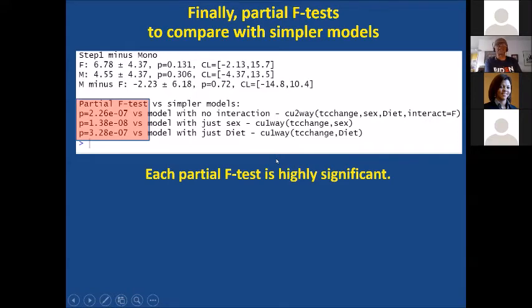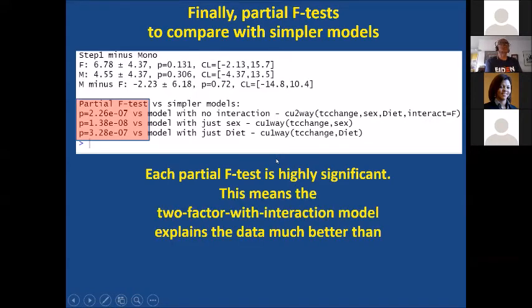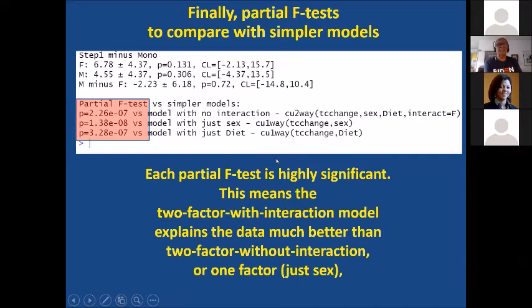Each partial F test is highly significant. This means that the two-factor with interaction model explains the data much better than two-factor without interaction, or one factor just sex, or one factor just diet. So I think it's important to look at that, because it may be that some analysis you try to do is unnecessarily complex. And so this will tell you if in fact it's too complex.